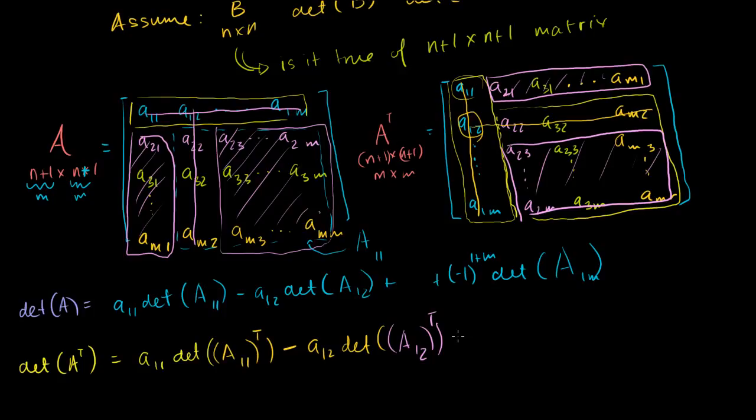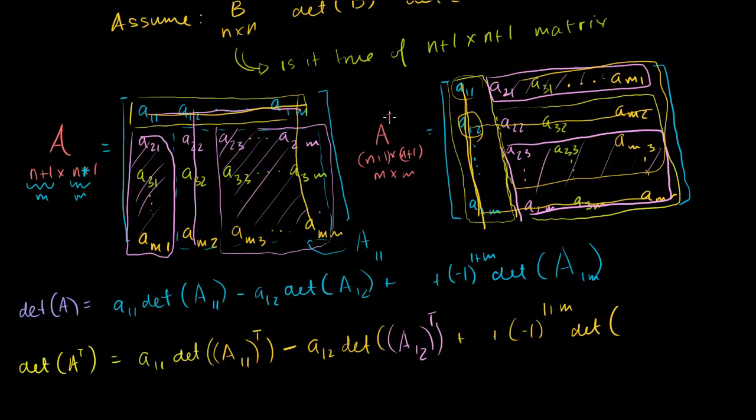So you keep going. Then you're going to go all the way to plus minus 1 to the 1 plus m times the determinant of this guy, this guy transpose. If you cross that guy out and that guy out, you're left with everything else in this matrix, and that's equal to the transpose of the matrix you get if you cross this guy out and that guy out. This row turns into that column, that row turns into that column. I think you see the point. I don't want to beat a dead horse. So that's going to be equal to A sub 1m transpose.